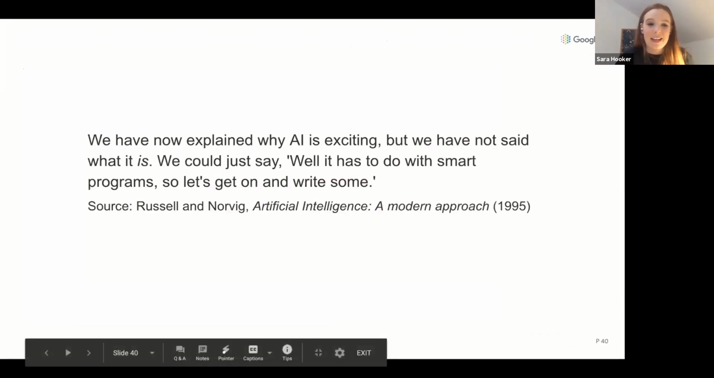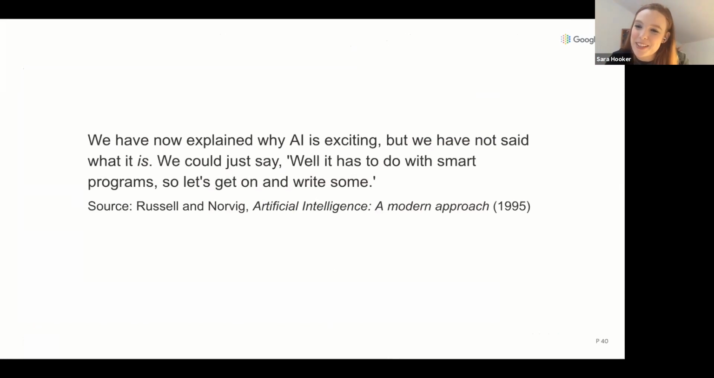So this is perhaps a good way to round out this discussion: we have now explained why AI is exciting, but we've not said what it is. We should just say, well, it has to do with smart programs, so let's get on and write some. So this is tongue-in-cheek, but I do think carrying an awareness that focusing solely on what is human aligned is an incomplete view of how we measure progress in this field.